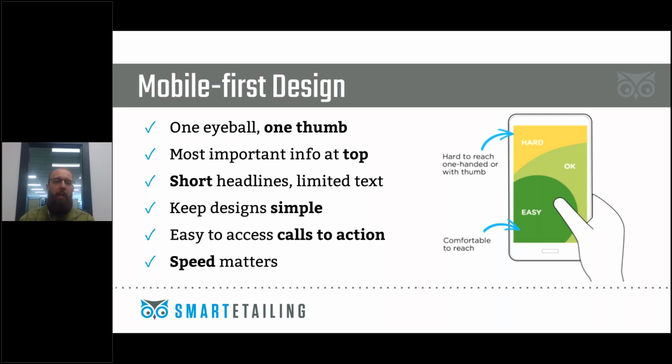I'll call out just the last two. Easy access to calls to action is very important. So remember, a call to action, or a CTA, is you're asking somebody to do something. Click now, visit today, shop hybrid bikes, whatever it is. Have calls to action on your website to compel users to engage with you, and then make them easy to click. And then speed matters.